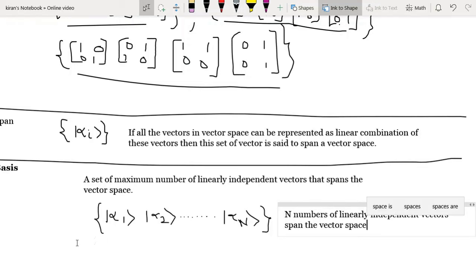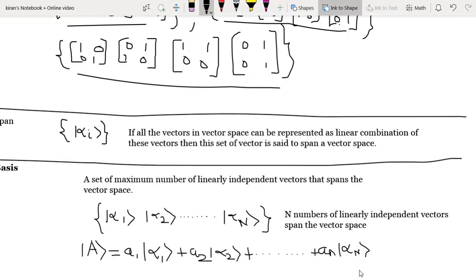And suppose I have some vector A from the vector space, then I can write it like this. I can represent the vector A as a1 alpha 1 plus a2 alpha 2 plus a3 alpha 3, and so on, plus an alpha n. So I can represent a vector A in terms of linear combinations of these basis vectors.